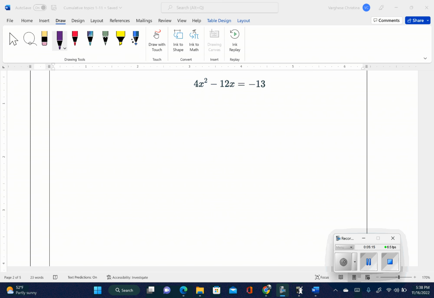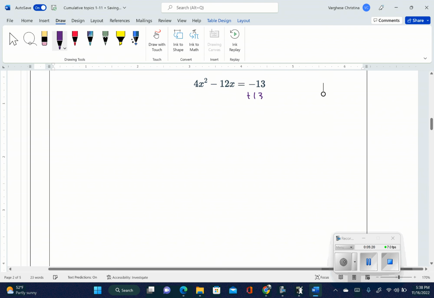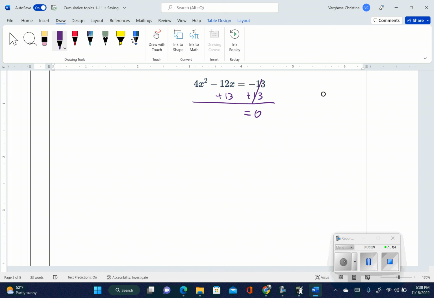Okay, so the problem of all problems. The most common mistake here is we forgot to get it equal to 0. So we have to add 13 to both sides first to do that. So now we have it equal to 0. There are no like terms here, so we need to write all three of them: 4x squared minus 12x plus 13.